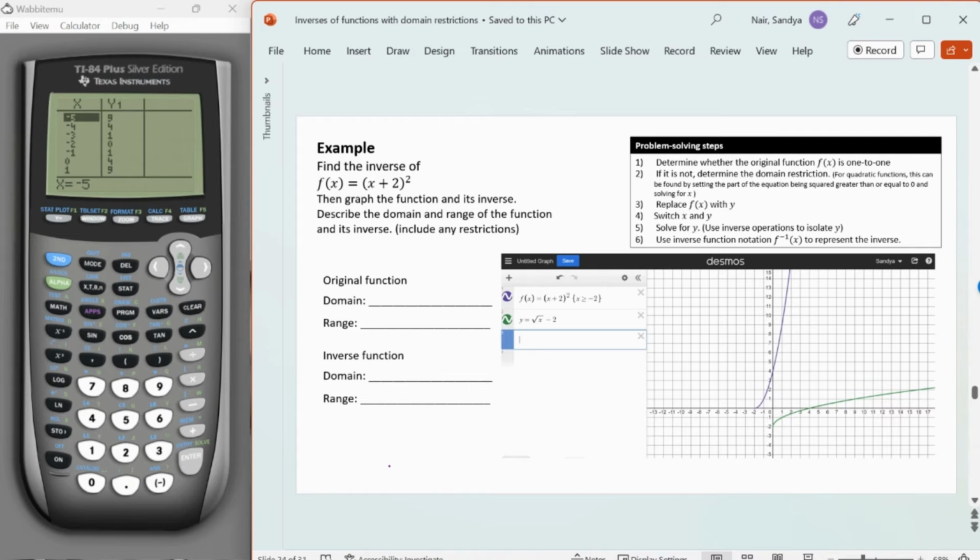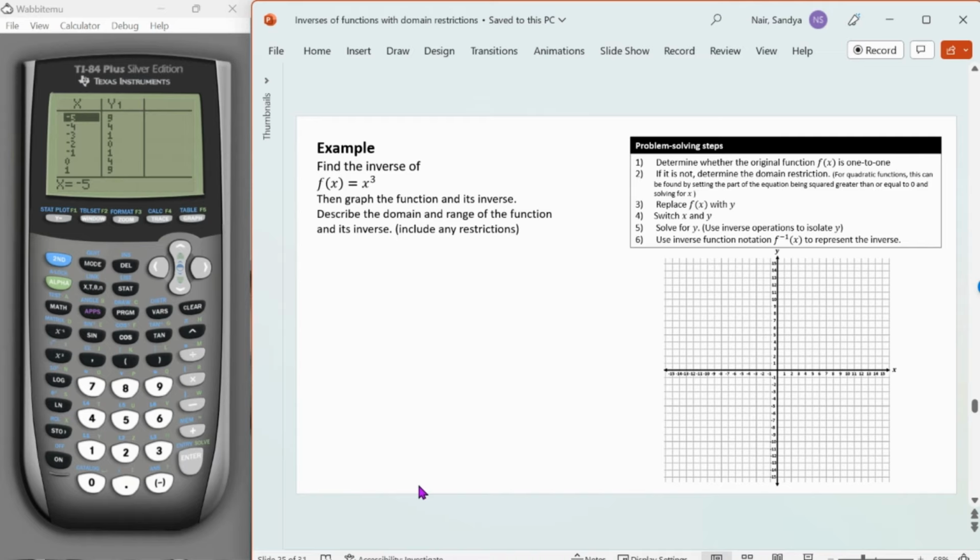So since I restricted the original function, the domain values are going to be from negative 2 to positive infinity. And that's going to make the range go from 0 to positive infinity, right? I'm getting these values from my graph. So now for my inverse function, I can see that the domain values start at 0 and go to positive infinity. And then my range is going to go from negative 2 to positive infinity. Okay, and since my inverse does pass the vertical line test, I can write it using inverse function notation, right? So f inverse of x equals the square root of x minus 2.